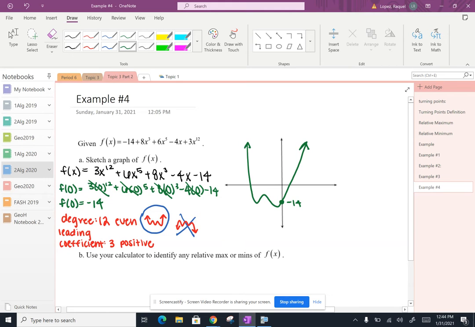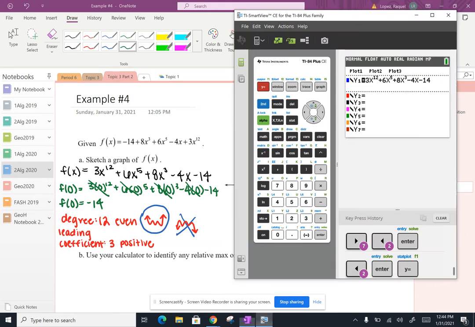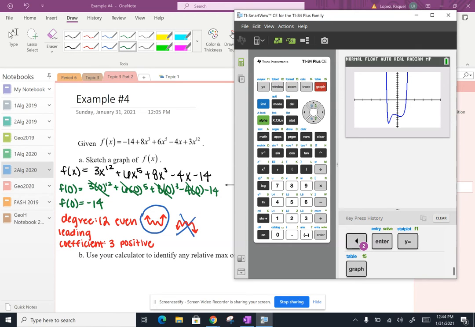Now we want to use our calculators to identify any maximums or minimums. So let's go ahead and do that. I've already typed it out into my calculator. So if you need to pause the video and type it into yours, go ahead and do that. And then we're going to hit graph. And my graph looks like this.